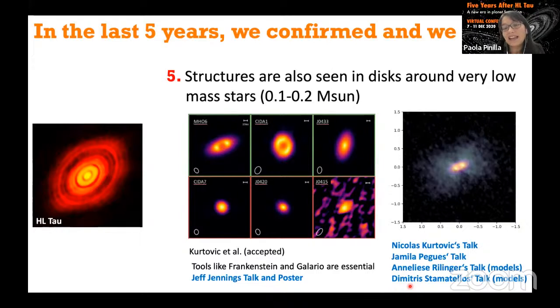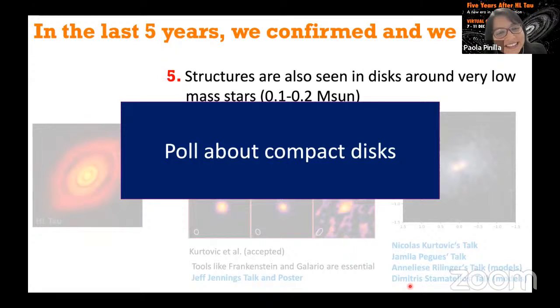Okay, so before I move, again, back to the models, I have a poll about compact disks. Because this is kind of the first sample that we have of observations of very small disks around very low mass stars, I wonder, what do you think we will observe when we have high angular resolution of a big sample of disks that are compact? Okay, we can see the results at the end.